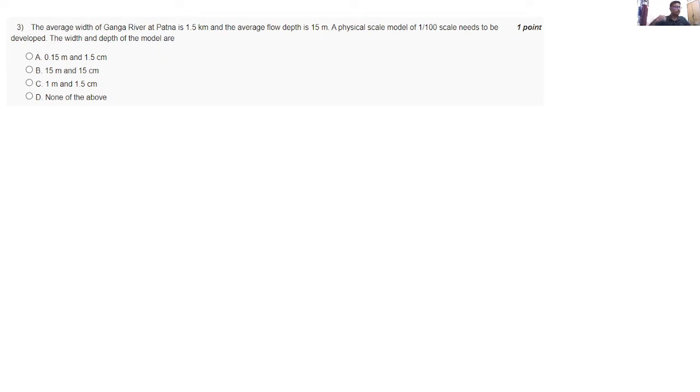Now moving into the third question. The third question is: the average width of Ganga river at Patna is 1.5 kilometers and the average flow depth is 15 meter. A physical scale model of 1 by 100 scale needs to be developed. The width and depth of the model are asked. So it is basically a problem of geometric similarity. We can just plot the cross section, and here they have taken it to be rectangular, so we will just do the same.